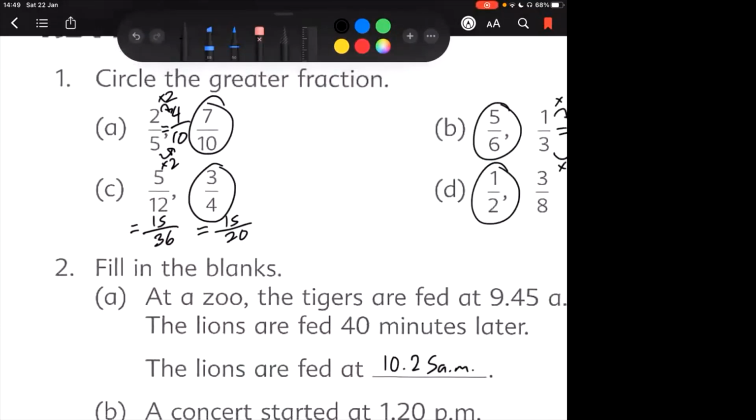So 15 out of 36 and 15 out of 20. This time we're looking at the denominator, obviously, because the numerators are the same. And we're looking for the greater fraction, so we're looking for the smaller denominator, which might be kind of confusing, but you will get used to it. If you think it through, if you picture a pie or something, then it makes sense. So yeah, 3 out of 4 is the greater fraction.